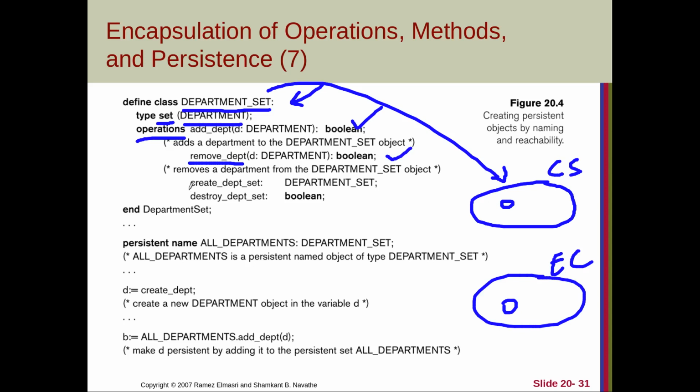Then similarly we can create department set. Create department set is just like a constructor used to create a department set object. So department set is the class. If you want to create an object of department set, we can use the constructor create department set. Similarly, if you want to destroy that entire basket itself, we can use destroy department set, which returns a boolean.